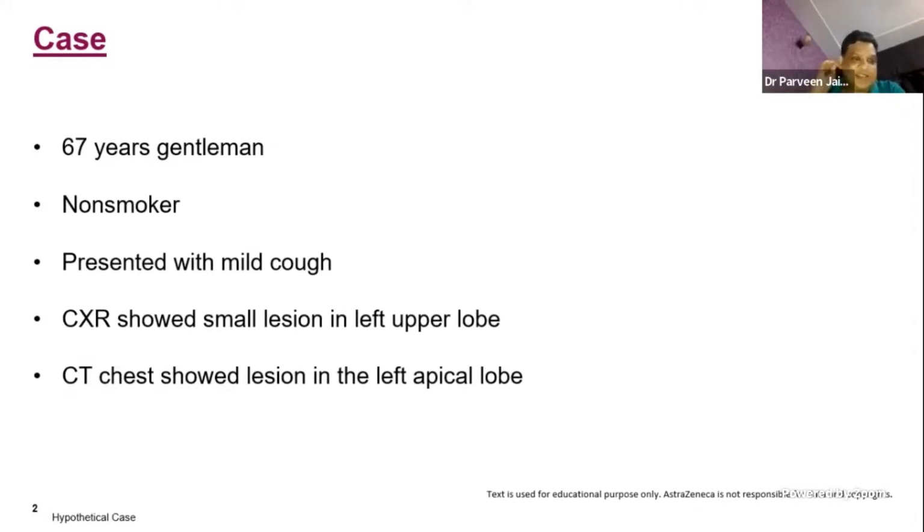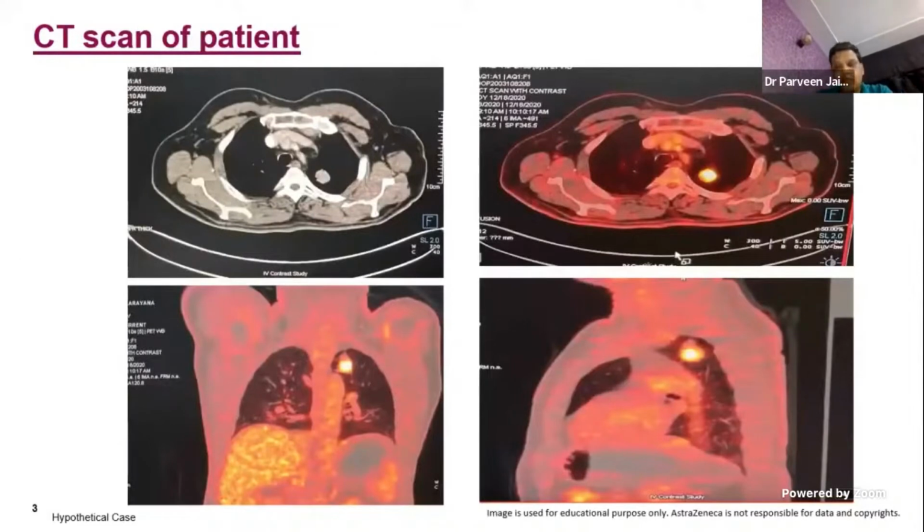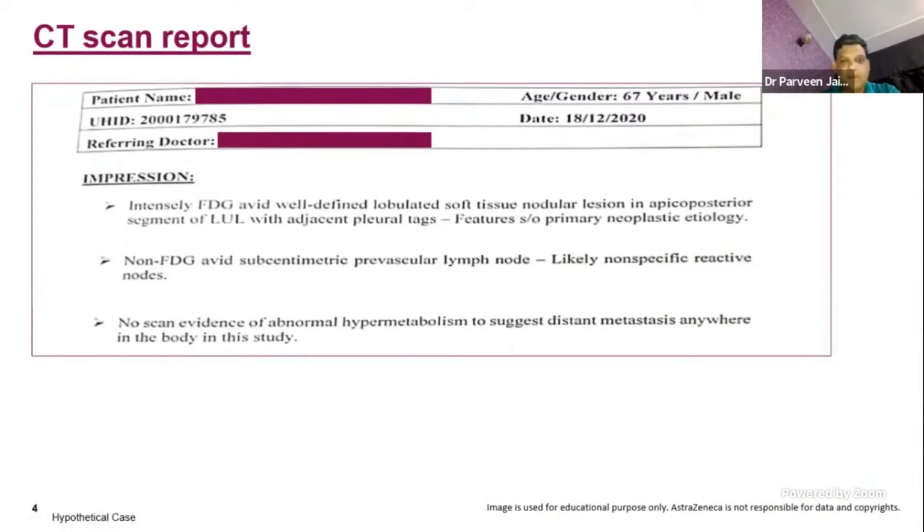So here is my case. It's a hypothetical case. This case doesn't belong to me or anybody else. A 67-year-old gentleman, non-smoker, presented with mild cough. Chest X-ray showed a very small lesion in the left upper lobe. CT chest showed a lesion in the left apical lobe. These are the CT scans and the PET CT scan of the patient. We can see a lesion here. It looks like a solitary pulmonary nodule only. The PET CT scan shows an FDG avid lesion in the left upper lobe, and there was a pleural tag also, and this was the report.